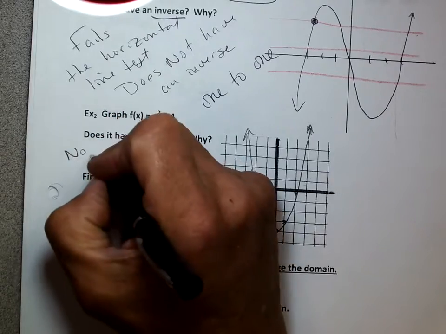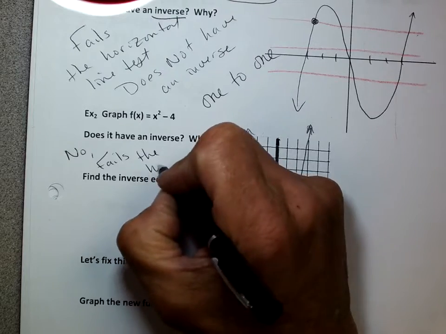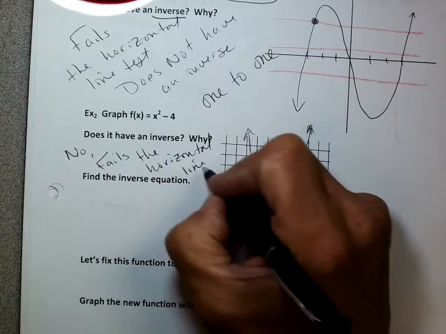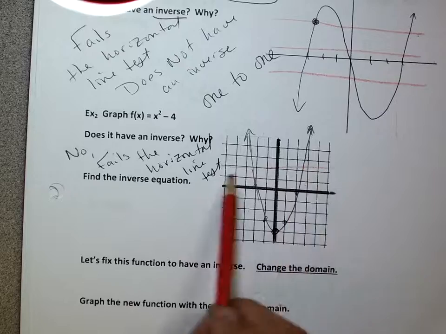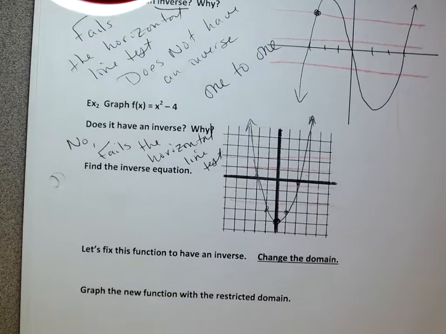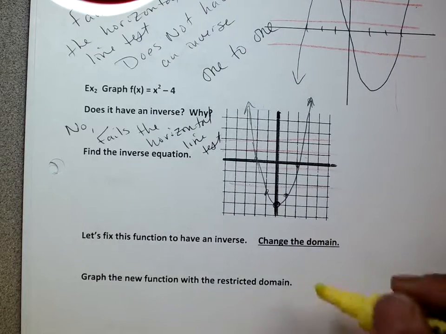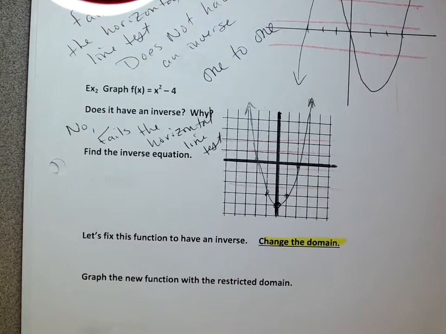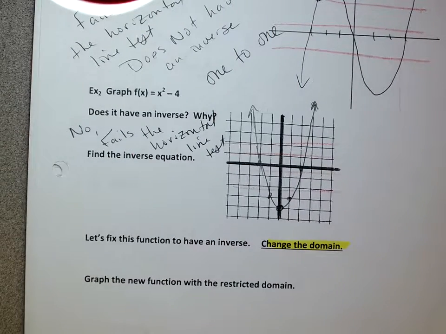No. And the reason is because it fails the horizontal line test. It fails it right across. It's not going to pass the horizontal line test at all. But what we can do is fix it. We've done this before as well. What I'd like to do is change the domain. If I change the domain and say, let's just take half this graph. Now in math, you can't just say, let's erase it. We actually have to make a mathematical statement.